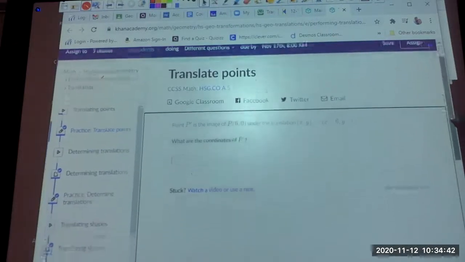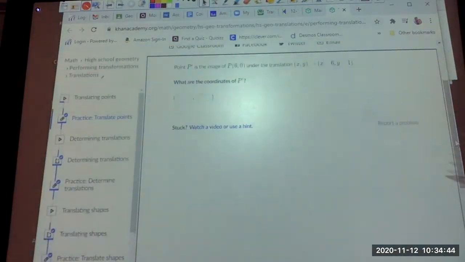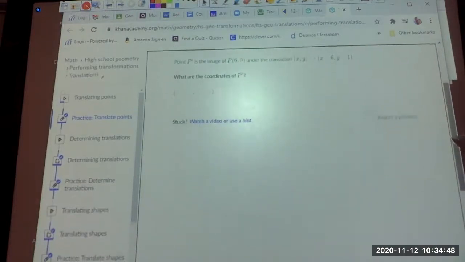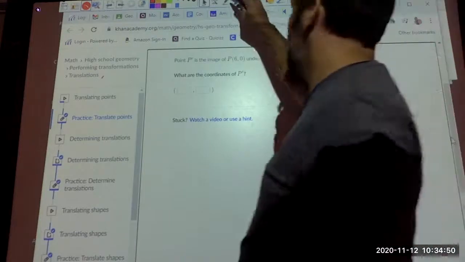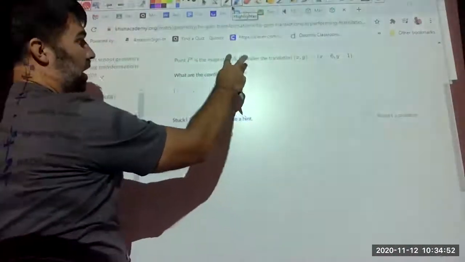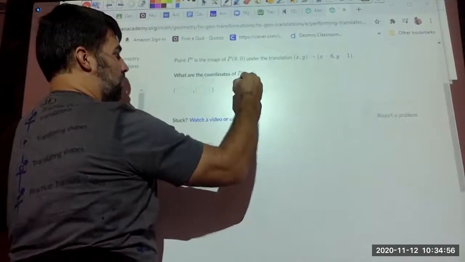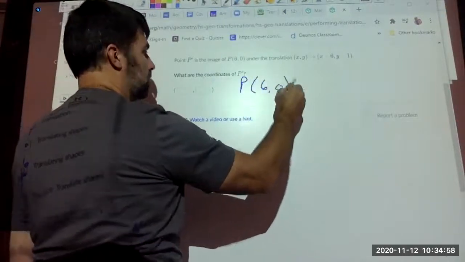So the first one is translate points. Again, people really haven't had problems with this, but we're going to go over it anyway. It goes back to what we just did. If I have a point 6, 0, that is P, 6, 0.